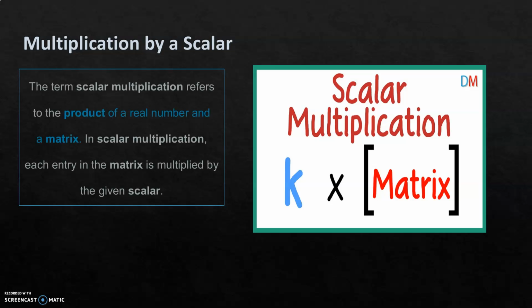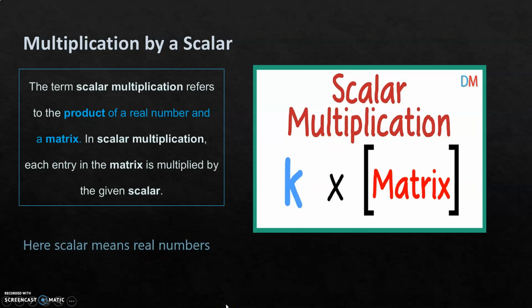So scalar multiplication means the product of a real number and a matrix. Here each entry in the matrix is multiplied by the given scalar. As an example, k is the scalar. k means any number. It may be 5, 6 or 7, like that. So k into the given matrix means k into each entry in the matrix. That is scalar multiplication.